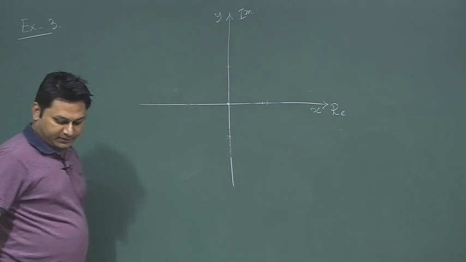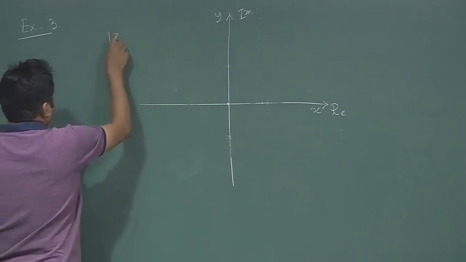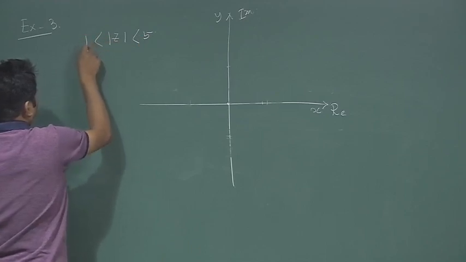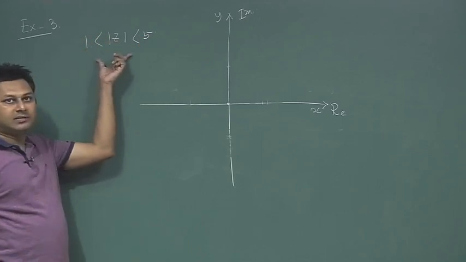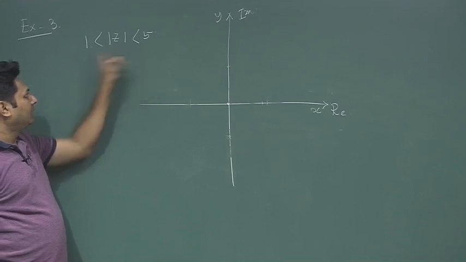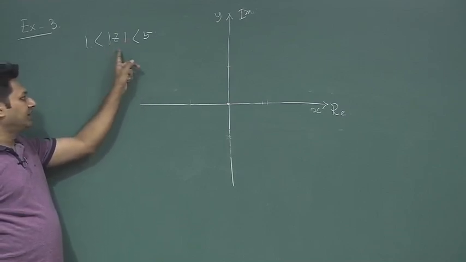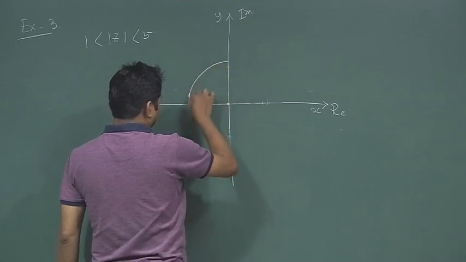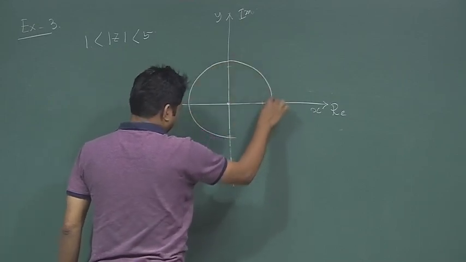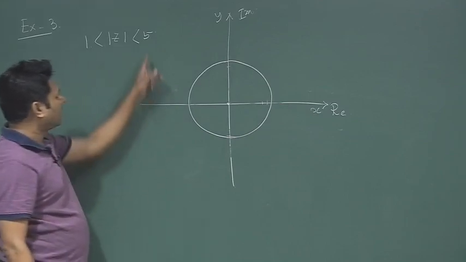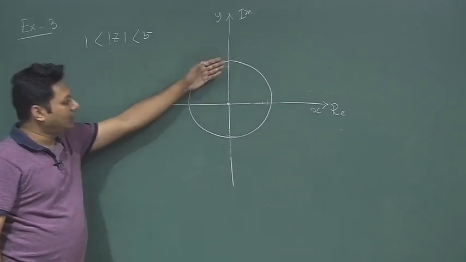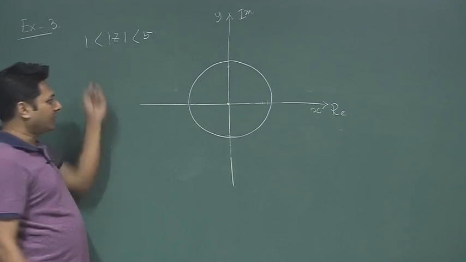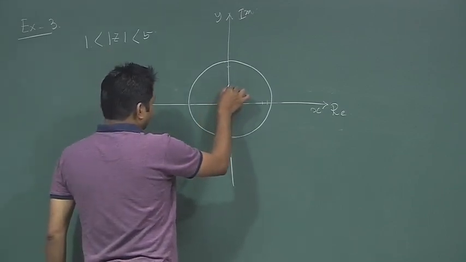What about this one? Mod of z less than 5 and greater than 1. This is an interesting region. Why? Because two conditions are imposed on z. So that means I should have again a circle of radius 5, z is less than 5, so all the points inside, but another thing is there, that means mod of z is greater than 1, so I should have another circle here with the radius 1.